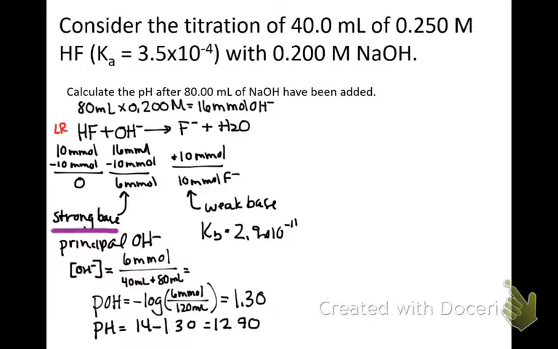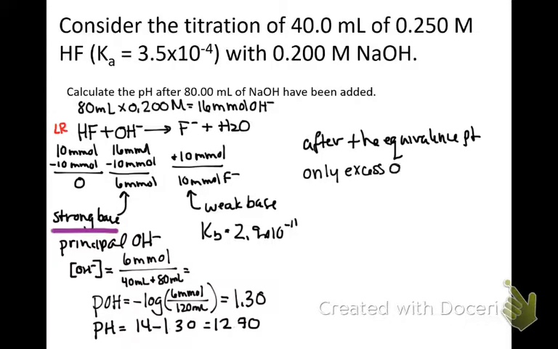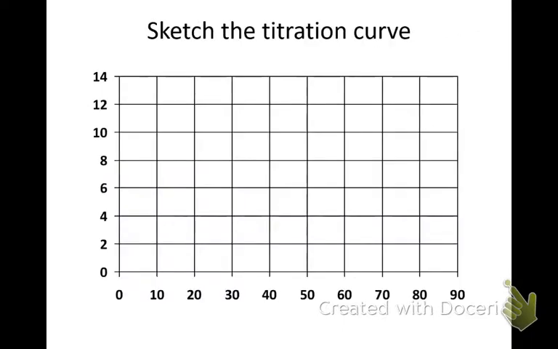Okay, so we see that this solution is quite basic because we have extra strong base added. If we analyze this a little bit, this is after the equivalence point, and we see that only the excess OH minus here affects the pH. Alrighty, so we've calculated the pH at all 4 of those points that we started with.